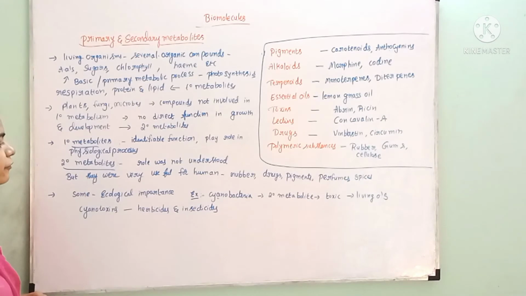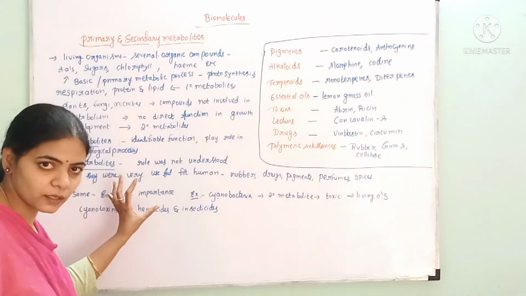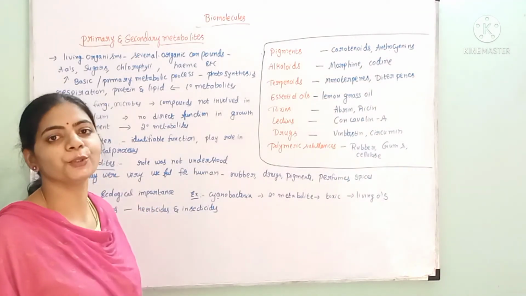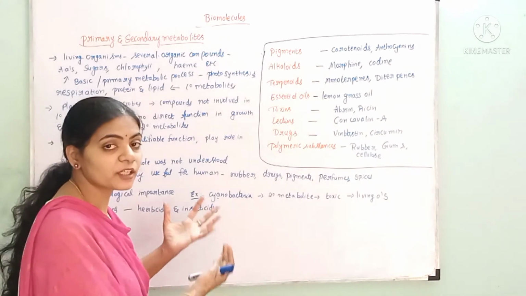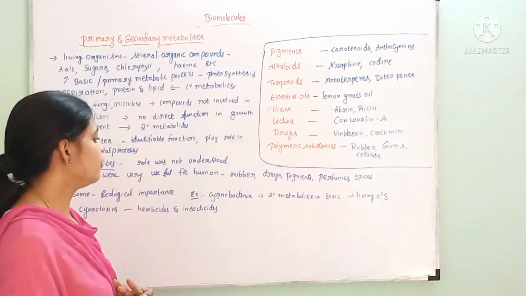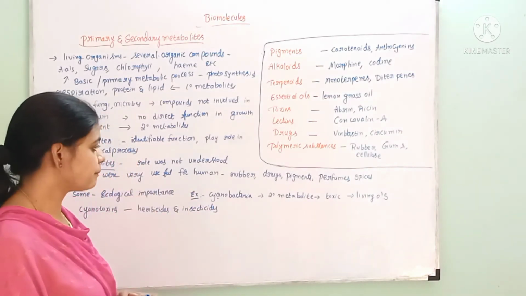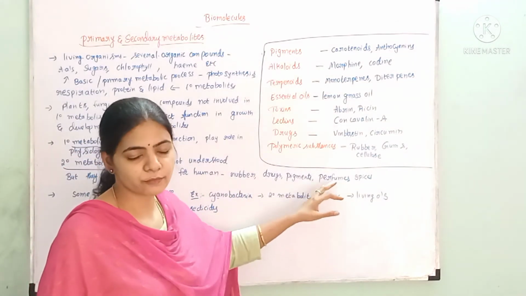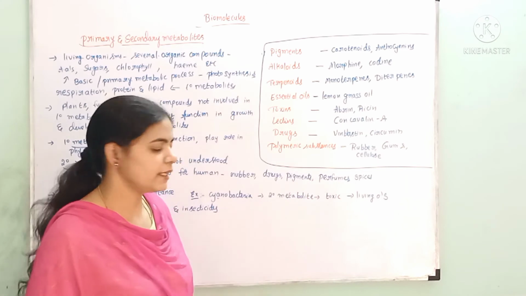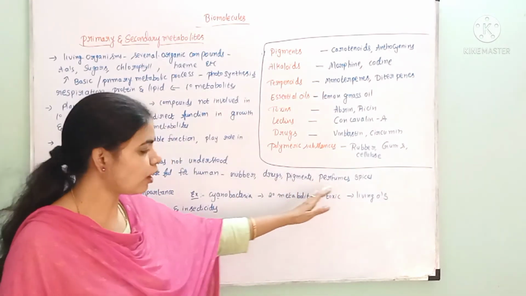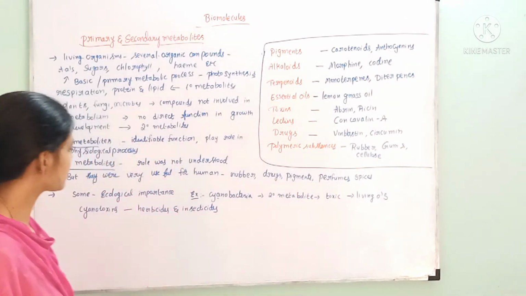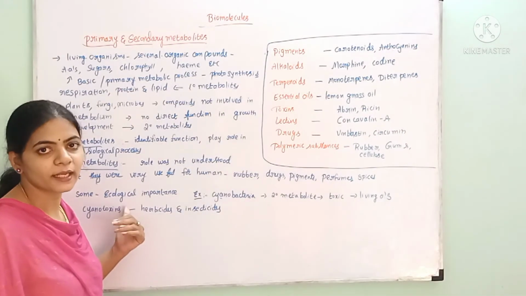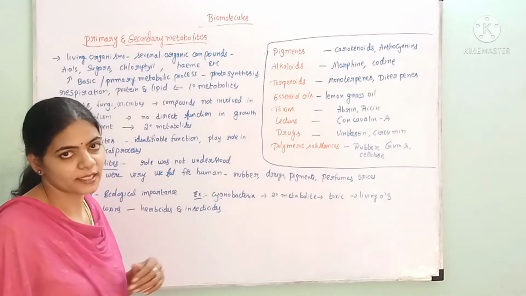But those compounds are useful for human beings, and we extract those secondary metabolites and use them in several ways: in making rubber, drugs, several pigments, perfumes, spices, etc. We use these compounds in all of these. Some secondary metabolites have ecological importance.